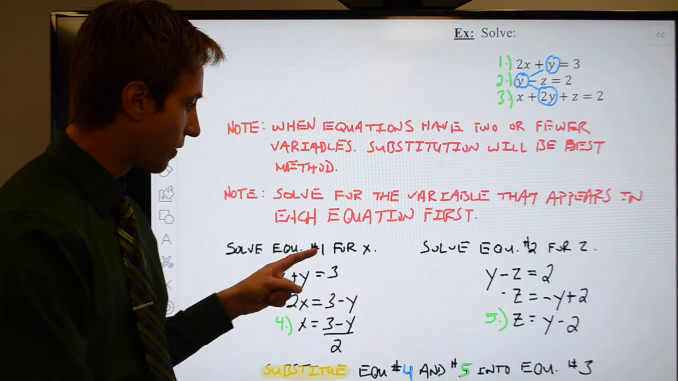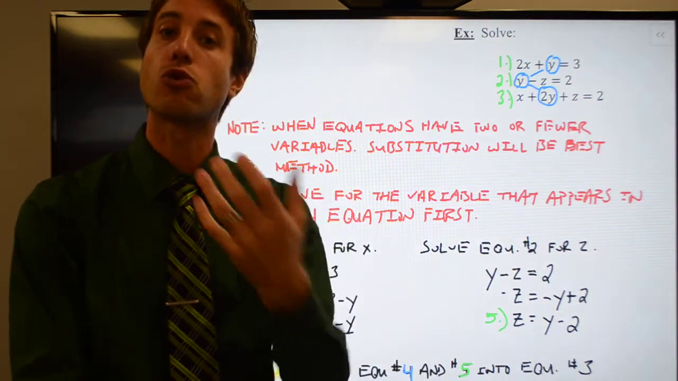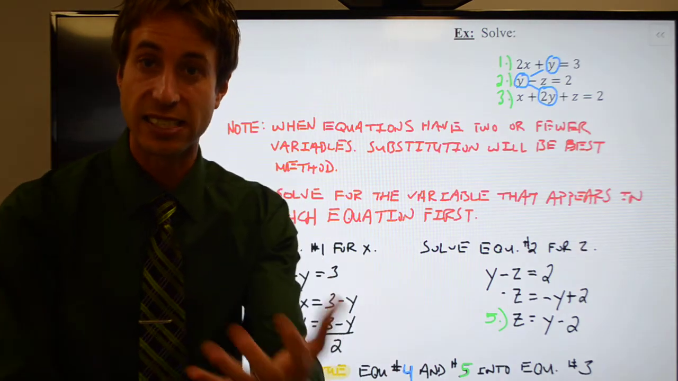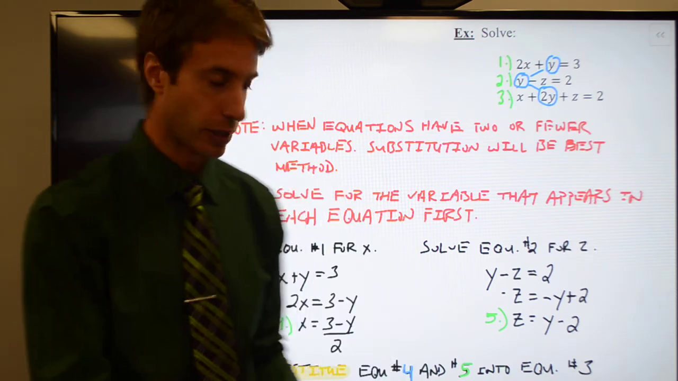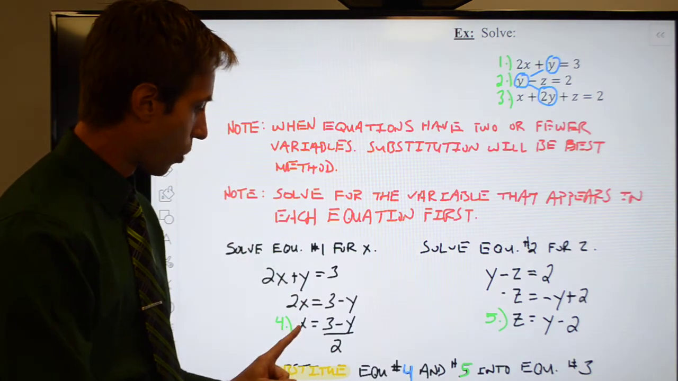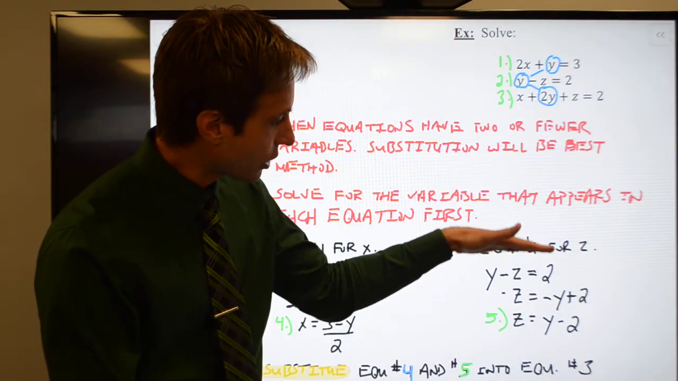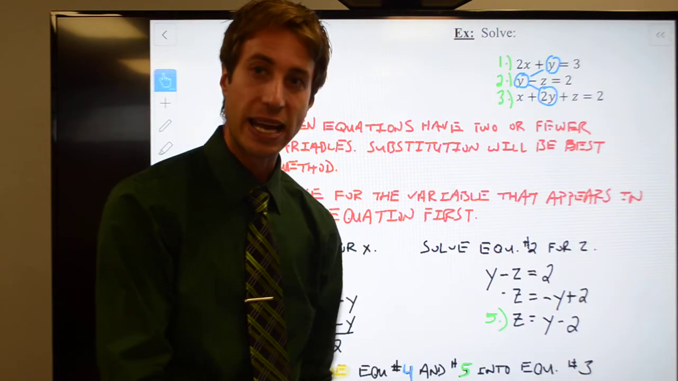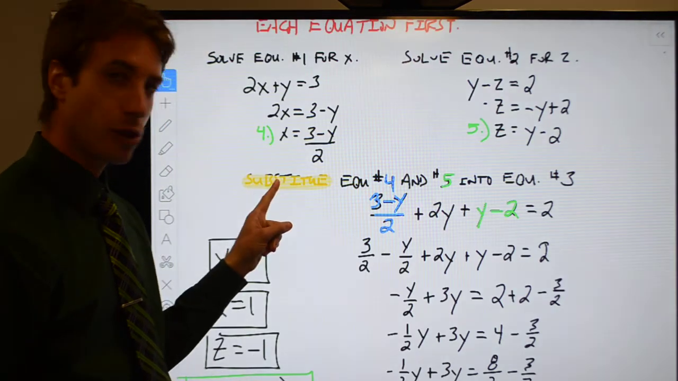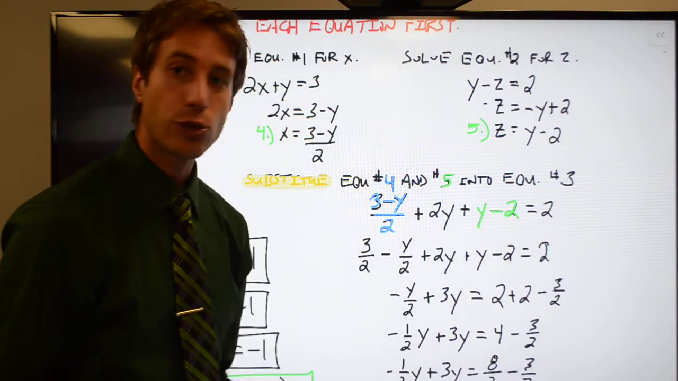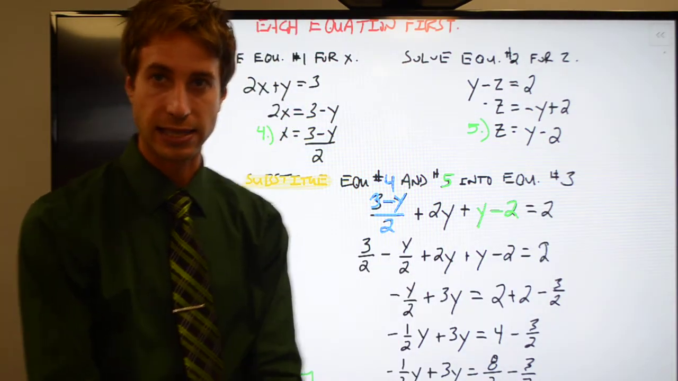Here's where it gets a little tricky. I did not solve equation 1 and equation 2 for y. The reason is because I'm trying to do a substitution. I need to substitute into equation number 3. So actually, I solve equation number 1 for x. That way it's in terms of y. I solve equation number 2 for z. That way it's in terms of y. And what that allows me to do is then do my substitution into equation 3, where now I have something that has all y's in it.